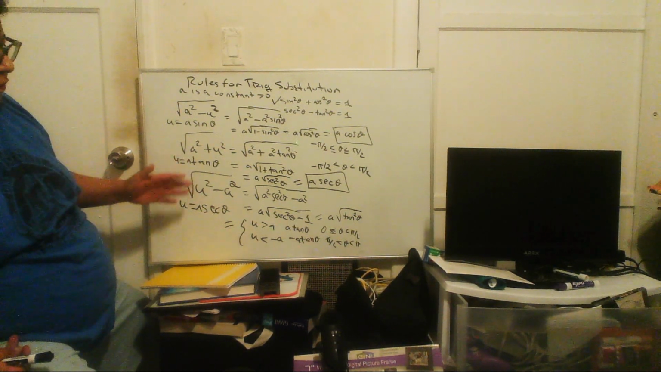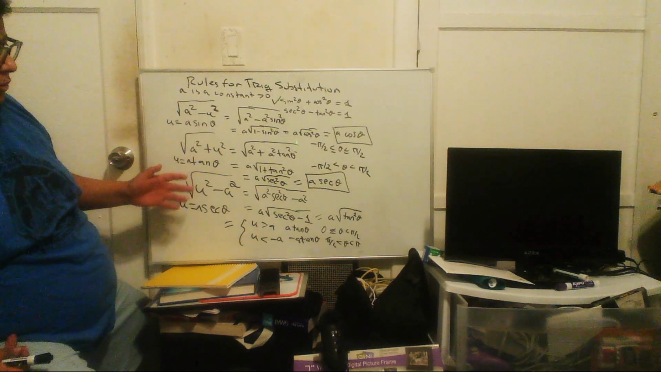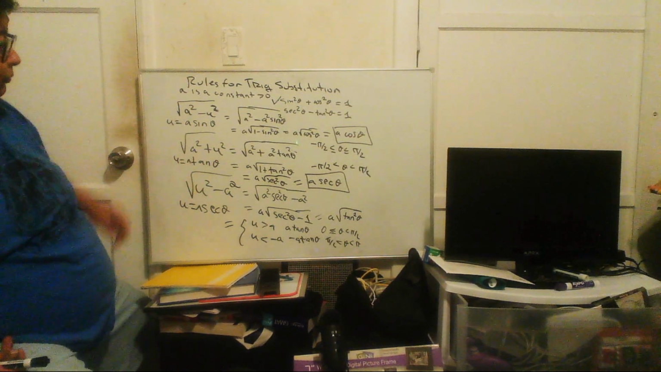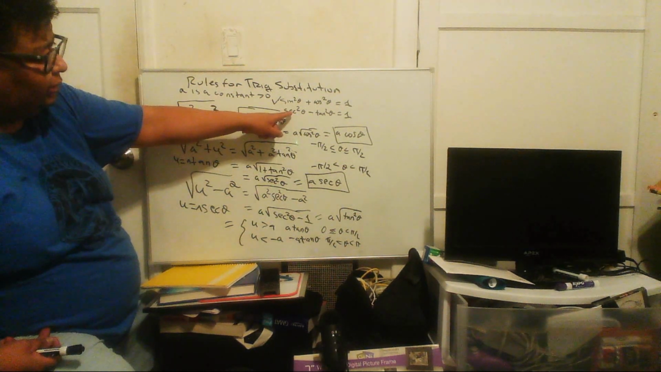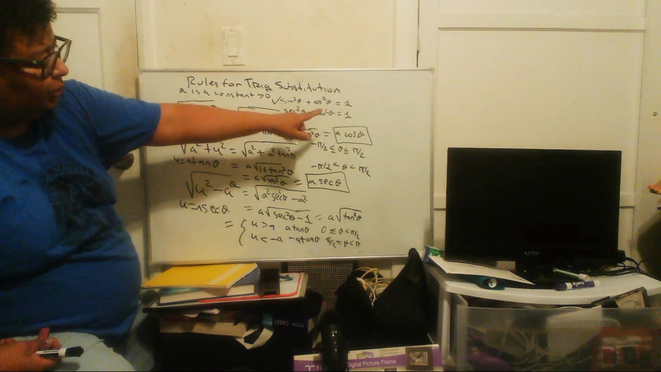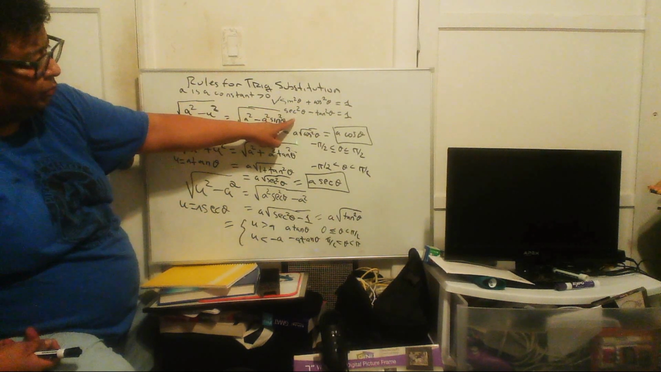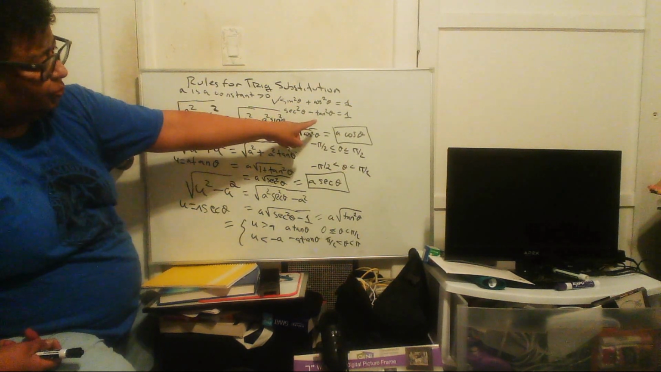I wanted to make sure I did it correctly, so that's why I did it in advance on the board. Okay, so for this you need two trig identities. You need sine squared plus cos squared equals 1, and secant squared minus tangent squared equals 1.